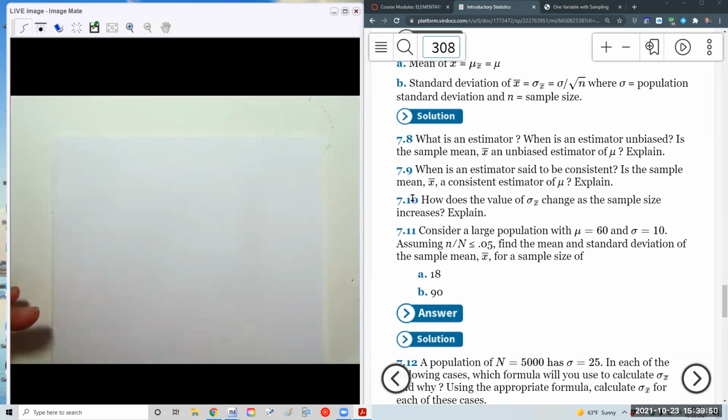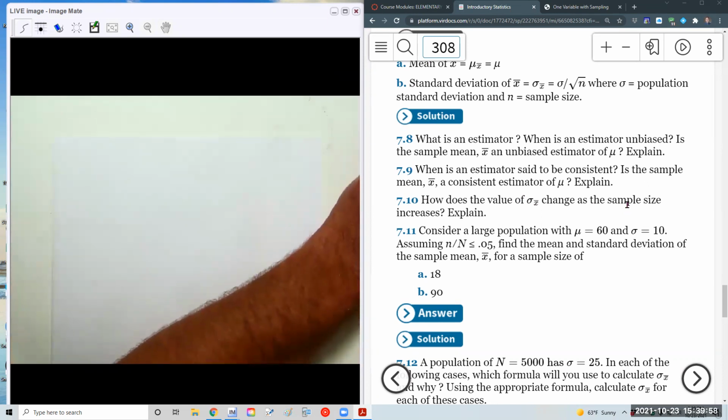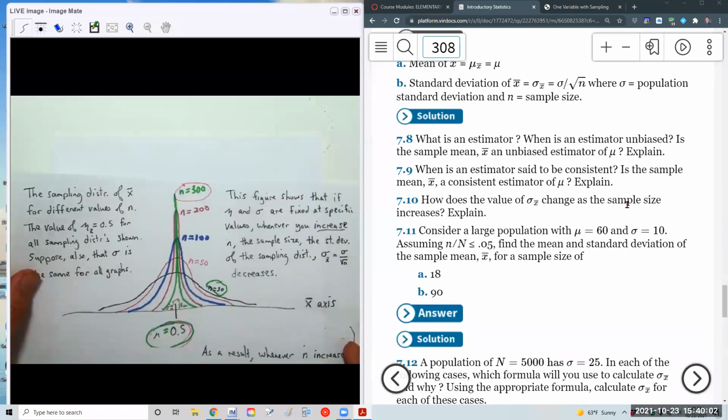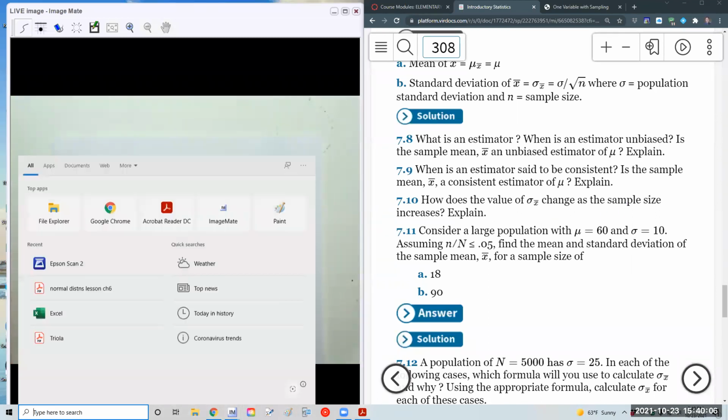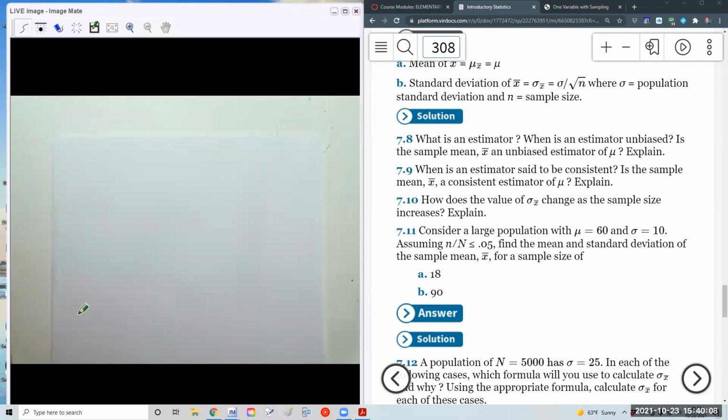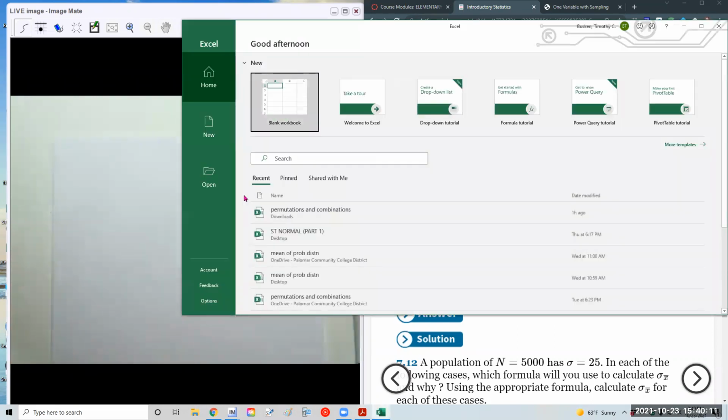Question 7.10. How does the value of sigma sub x bar change as the sample size increases? Well, we know that it decreases. You've got a situation like this. Let's illustrate that with an example here in Excel, just so you can be convinced of that.